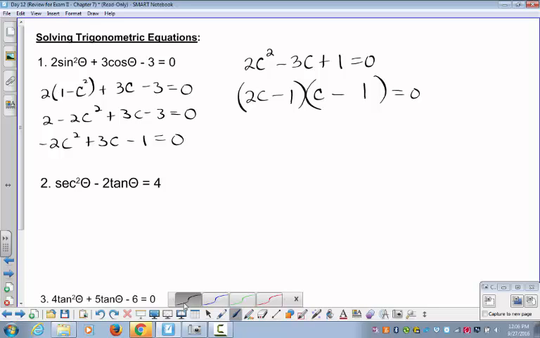Because 1 can only be written as 1 times 1, and the middle term is negative, so we have to use a -1 and a -1. Let's check. That's +1. The outer is -2c, the inner is -c, so that's -3c, so good, it does work. This tells us that c, let's go back to cosine, is equal to 1/2, or cosine is equal to 1.